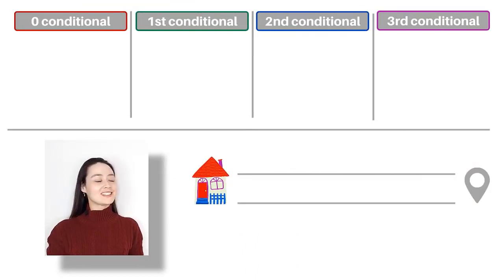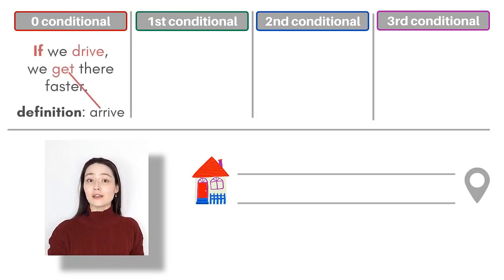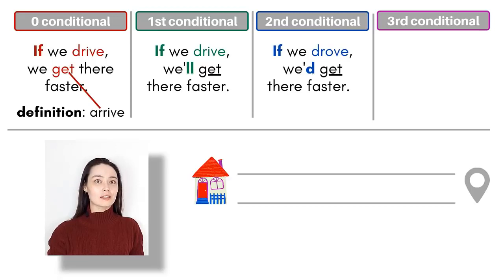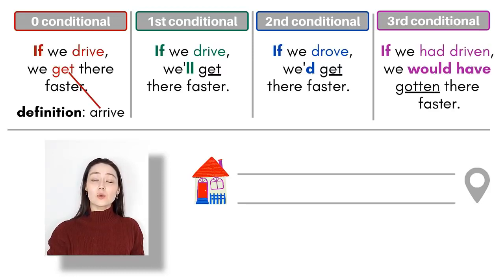Review again. 0, 1, 2, 3. Let's compare all 4 conditionals to really get that feeling. If we drive, we get there faster. If we drive, we'll get there faster. If we drove, we'd get there faster. We would. We'd. If we had driven, we would have gotten there faster. We would have gotten there faster.